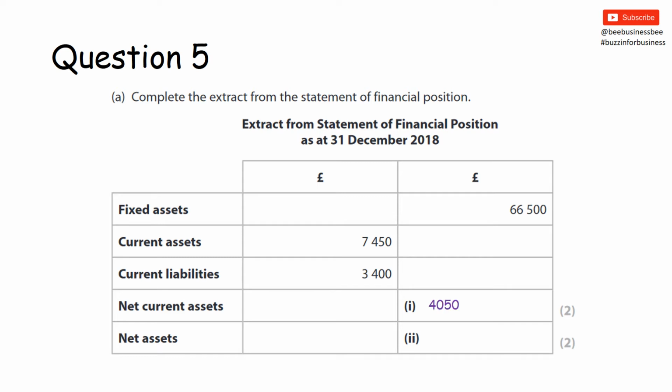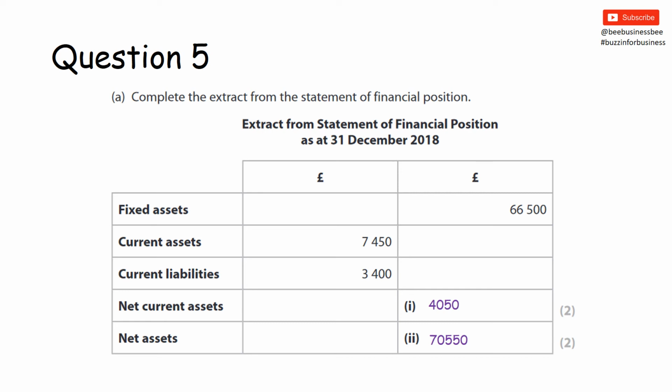So as you can see, net current assets is the formula that you should know: current assets minus current liabilities. So 7,450 minus 3,400, which gives you £4,050. Your net assets, which means the total assets in the business, is your total fixed assets of 66,500 plus your net current assets of £4,050.